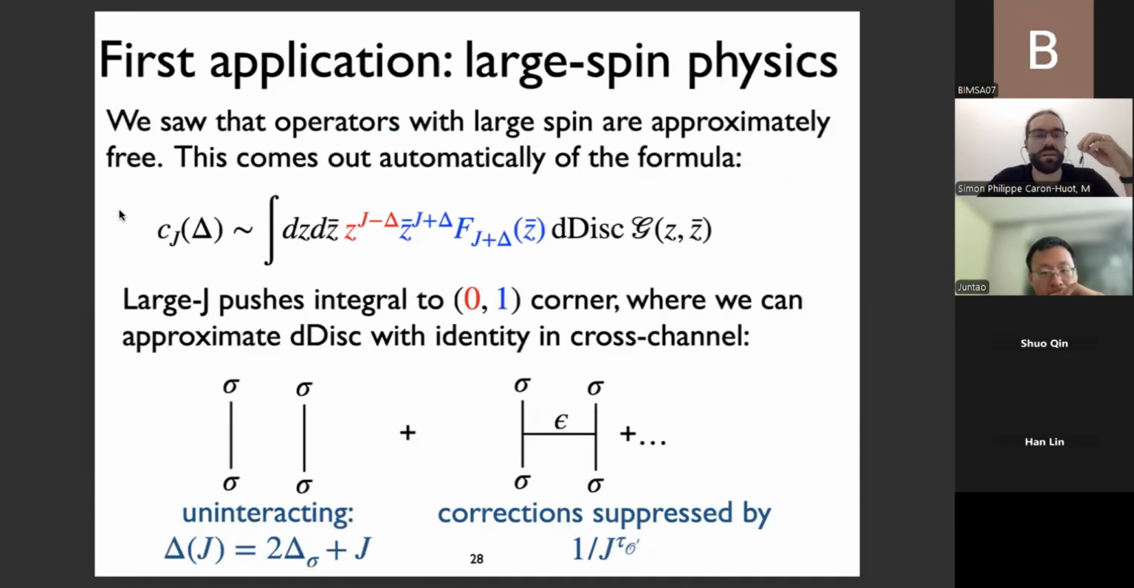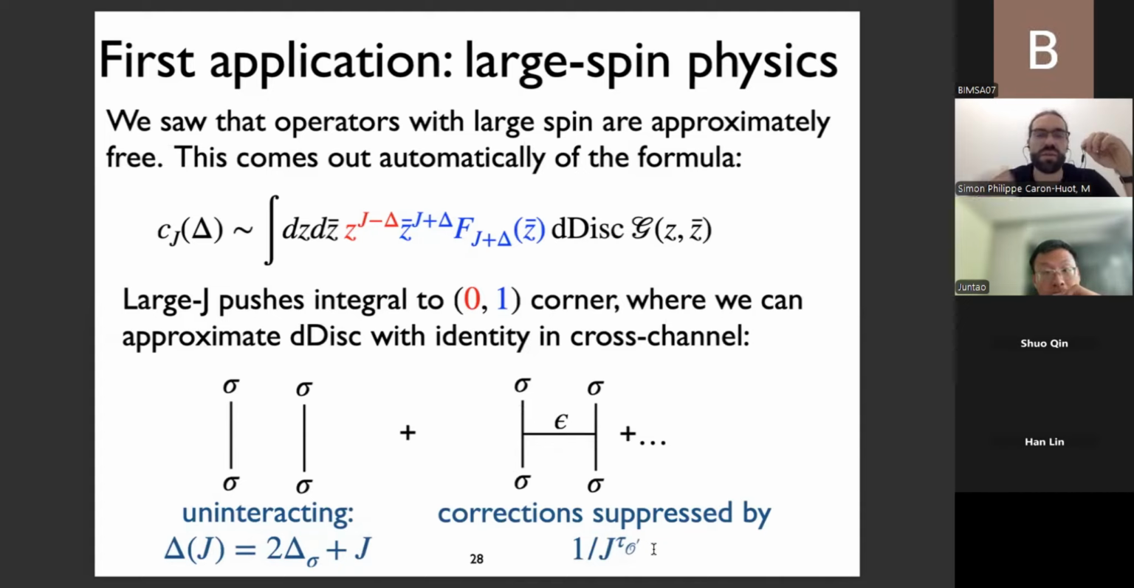So the first application of this formula is that it really gives a simple way of understanding the OPE data at large spin. What happens, roughly speaking, is that the integral gets pushed to a corner where you can approximate it very easily. So a picture where you exchange nothing, the identity, in the other channel. That gives you the non-interacting OPE data with the scaling dimension that is just the sum of the parts. But then you can systematically add the corrections and understand how the scaling exponents and the coefficients get suppressed by the 1/J correction at large spin.